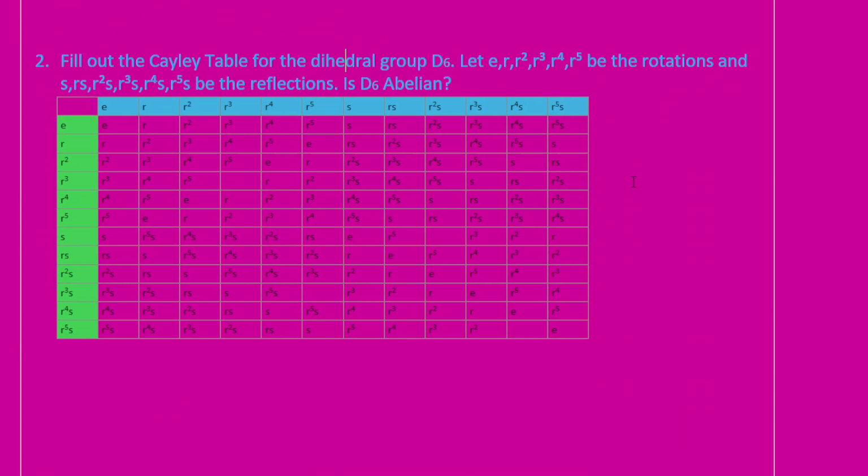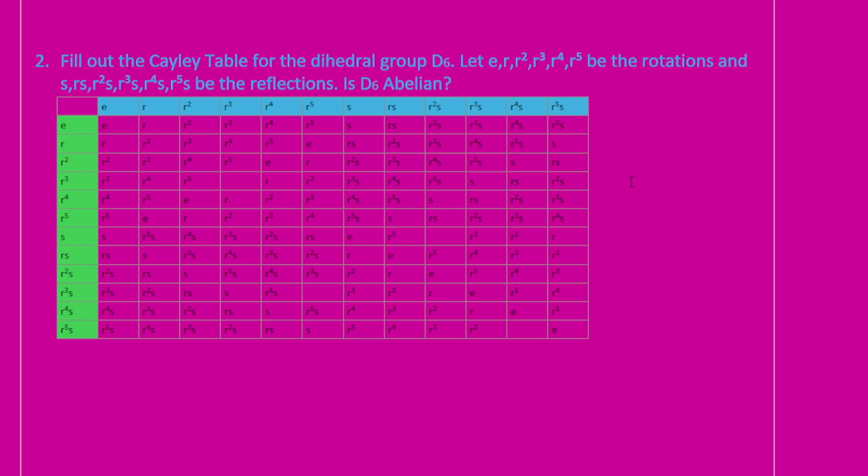All right, so for problem 2, we are asked to fill out a Cayley table for the dihedral group D6. We have E, R, R squared, R cubed, R fourth, R to the fifth that describe the rotations. And then we have S, RS, R squared S, R cubed S, R fourth S, and R to the fifth S that describe the reflections of the group. Then we need to identify if D6 is abelian, or commutative.